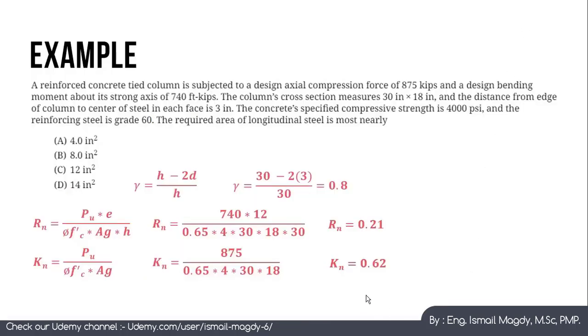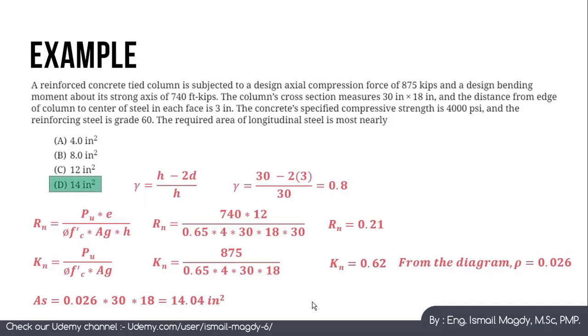So we will go back here. From the diagram, we will get that rho equals 0.026. Now it is simple. We have the percentage of the reinforcement. So the area of steel is going to be 0.026, which is the percentage of the reinforcement, multiplied by the gross area, which is 30 multiplied by 18, equals 14.04 square inches. So the answer is D, which is 14 square inches.